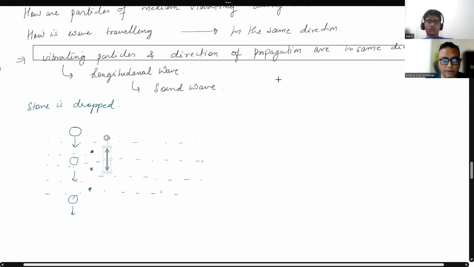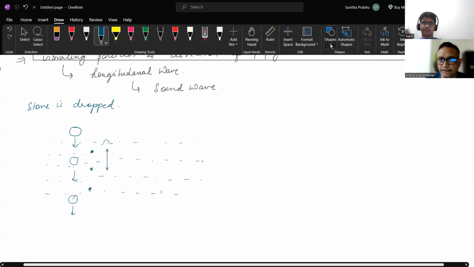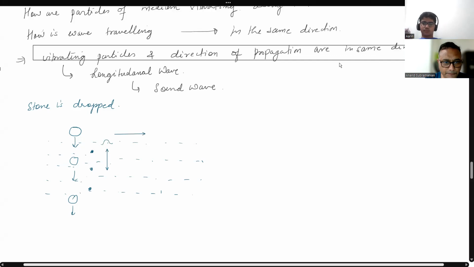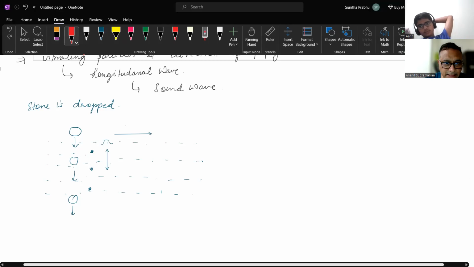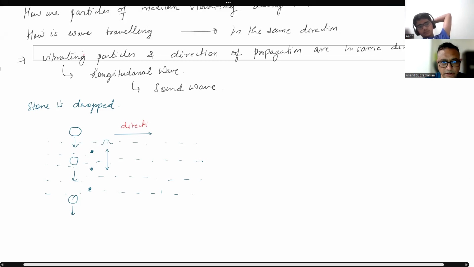These guys will go up and down. But whatever ripple forms, that ripple is going to propagate in this direction. So this is the direction of propagation of the wave, whereas up and down is the direction of disturbance. Are you guys following this?